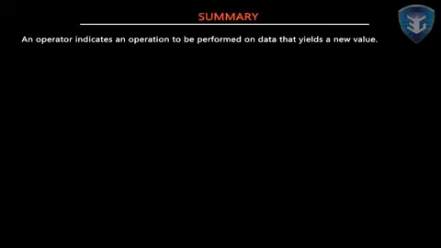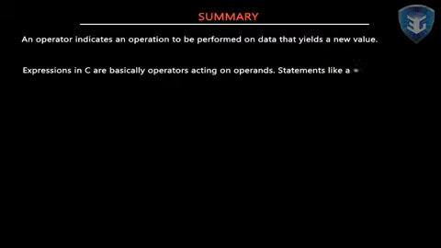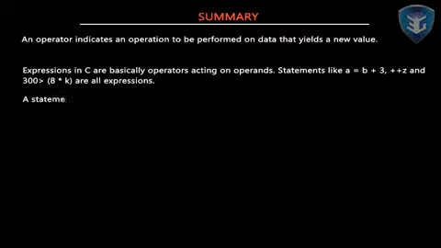Now in the end, let us summarize what we have learned in this lecture. An operator indicates an operation to be performed on data that yields a new value. Expressions in C are basically operators acting on operands. Statements like A = B + 3 + Z and 300 > 8 * K are all expressions. A statement causes the computer to carry out some definite action.